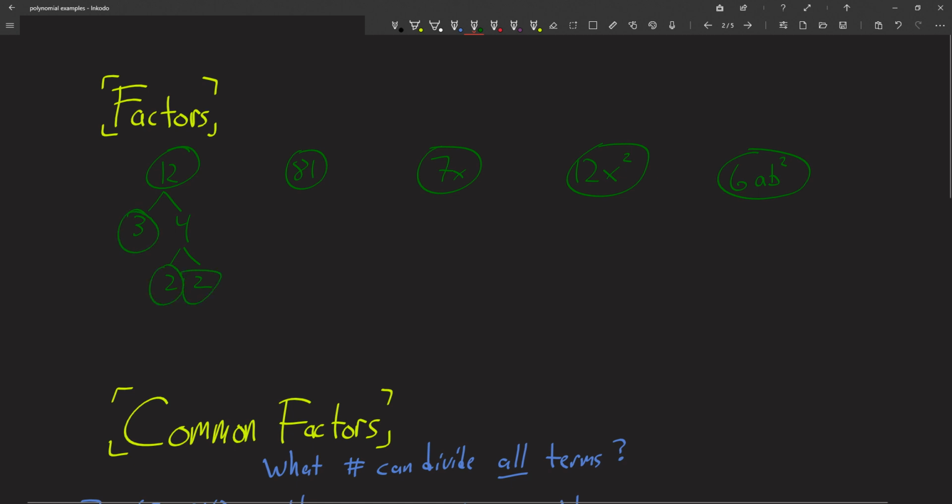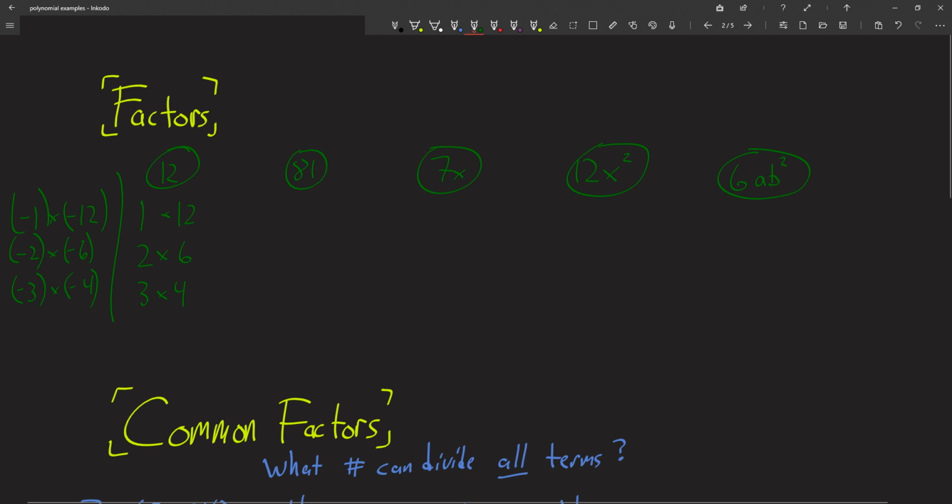3 times 2 times 2 is 12. We could also, if we're ignoring prime factors, just factor. We could say 12 is 1 times 12. We could say it's 2 times 6 or 3 times 4. But it's also important to remember that we could do something like -1 and -12, or -2 and -6, or -3 and -4, because those answers will all still be 12.